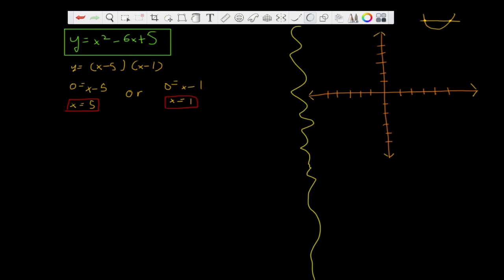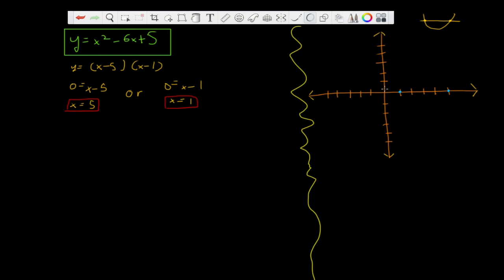So these are the options: x is equal to 1 and x is equal to 5. Now what we can do is plot this on our graph. So the first part would be here, since this is 1, 2, 3, 4, and 5. So this is where our parabola will intercept the x-axis.